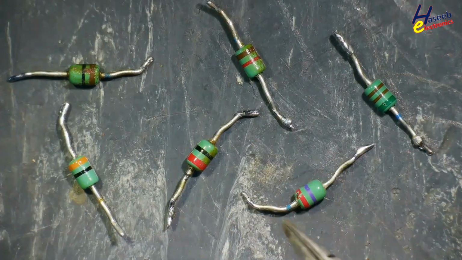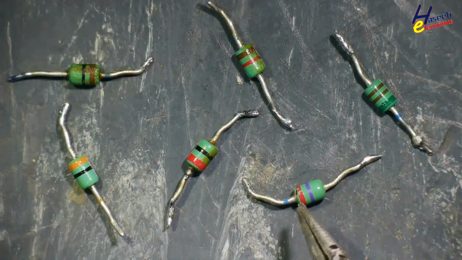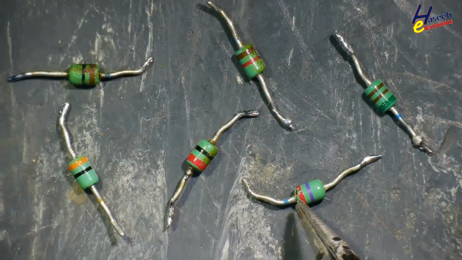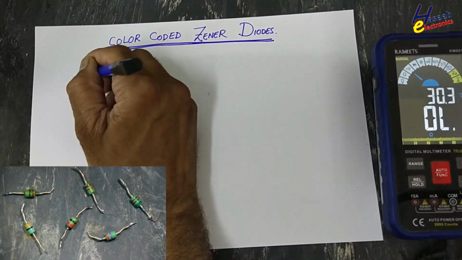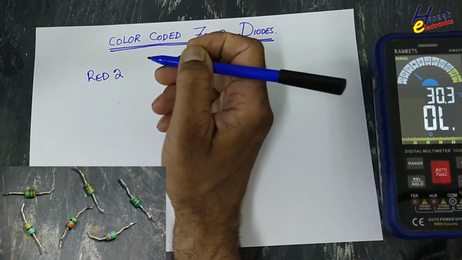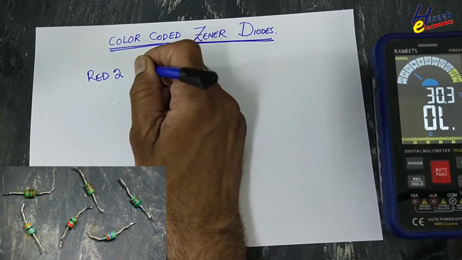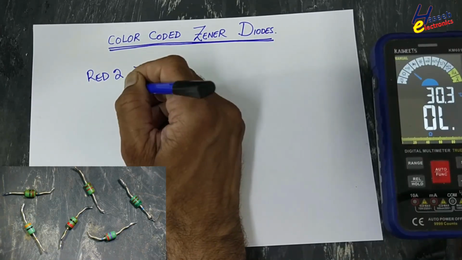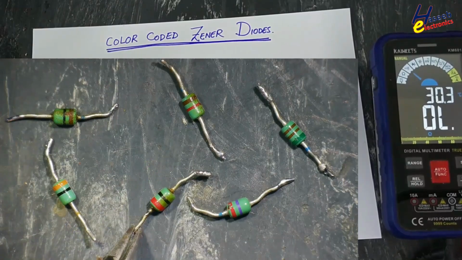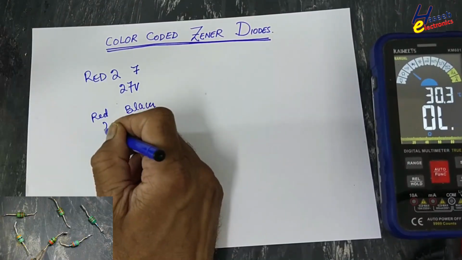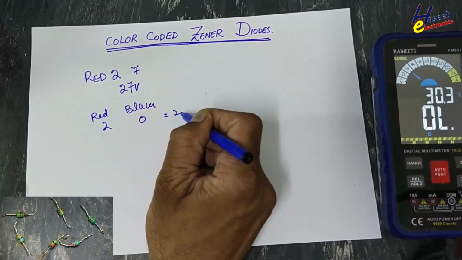Let's check this one. If we place it this way, the left side is the red band, which indicates the cathode, and it shows the first band red. We will use the simple color code chart that is used for resistors. Red is 2, second band violet is 7, so 27 volt. If we see this one, red black, red 2, black 0, that means 20 volt.